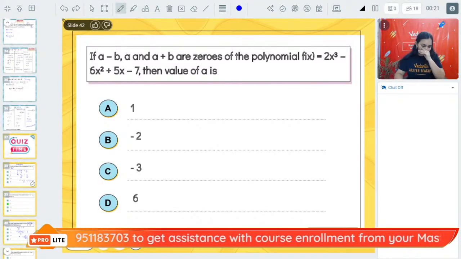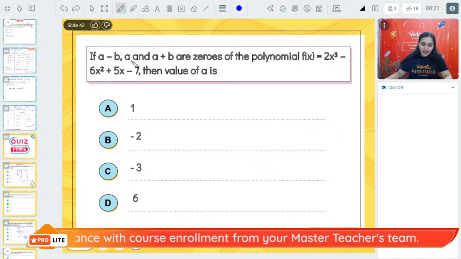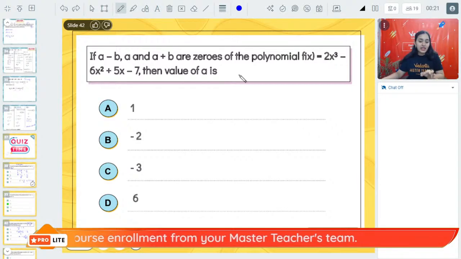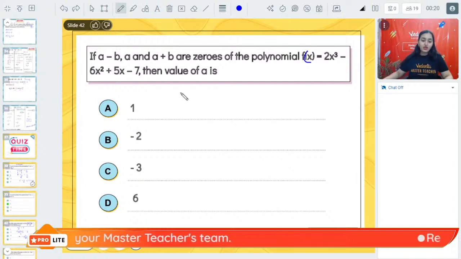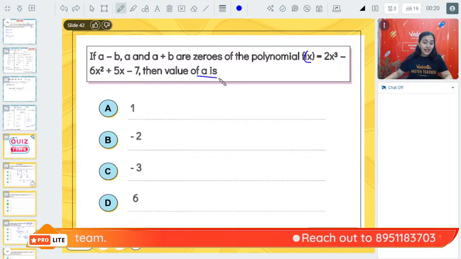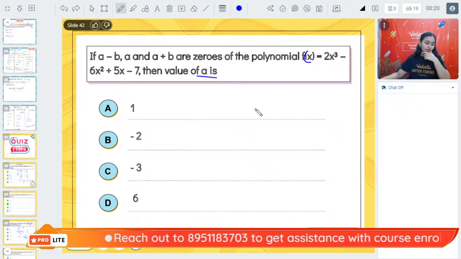Okay, chalo, next question. If a minus b, a and a plus b are the zeros of this polynomial f(x) = 2x cube minus 6x square plus 5x minus 7, then the value of a is dash. What is the value of a in this equation? Now let's see.